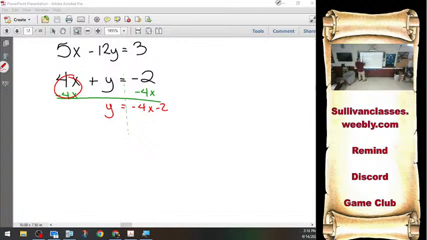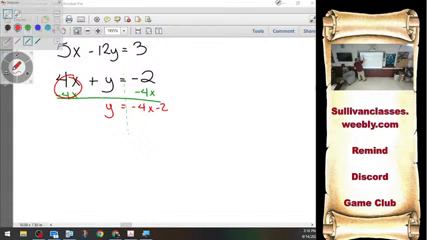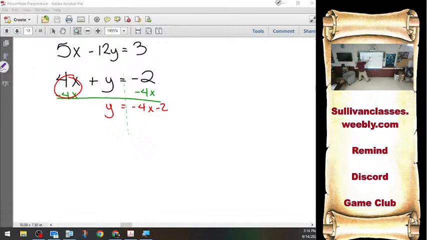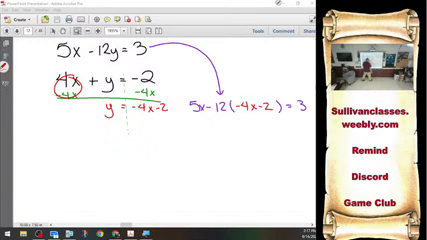Now, if I've said y is this stuff, I should now be able to say 5x minus 12, it ain't y anymore. If y is this stuff, replace y with stuff. Are we cool with that? Get x or y by itself, plug it into the other equation.